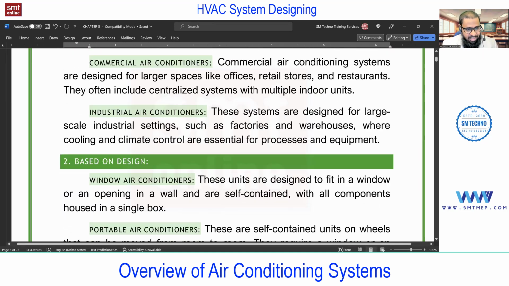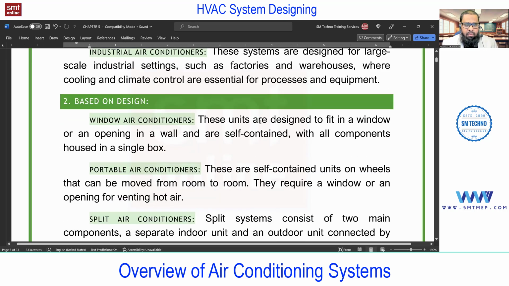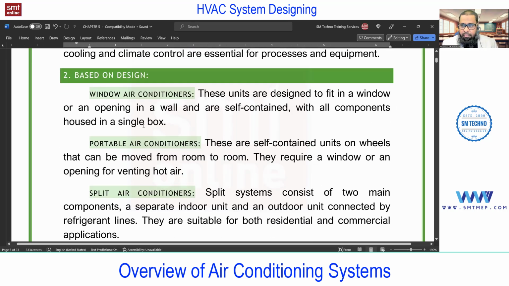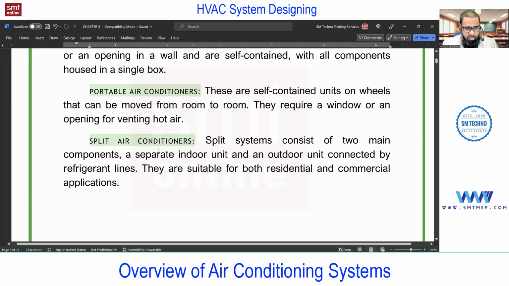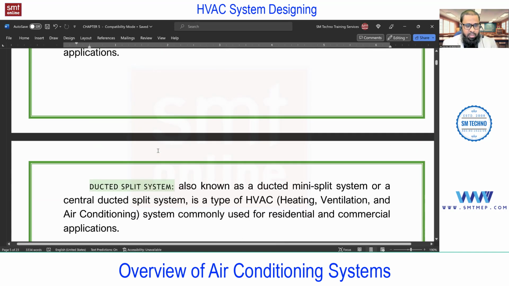Next, based on the design, everyone is aware of the window AC. Anyhow, we have this topic in detail to discuss. At this level, I'm just giving the idea. So according to design, we have a window AC, and this comes under the DX system. Portable air conditioners. Portable, if you don't know, I'll show you. We have a topic. At this level, I'm just giving a basic idea. Next, split. Everyone is aware of the split. And we have this topic also, but this is also commonly used.